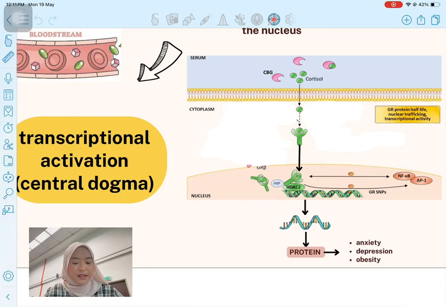But if the stress is chronic, these changes can have long-term effects on things like mood, immunity, and metabolism. That's why the glucocorticoid pathway is linked to conditions like anxiety, depression, and obesity.